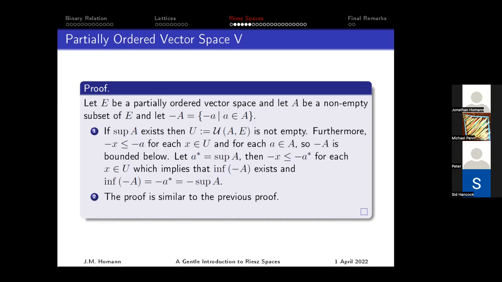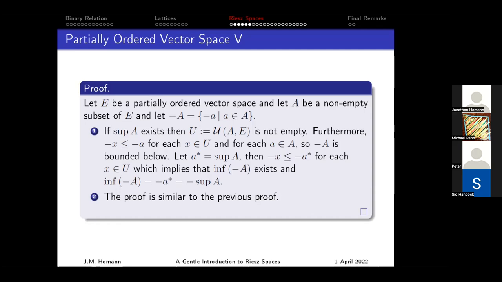So this implies that minus a star is the infimum of minus A. So we have that the infimum of minus A exists, and the infimum of minus A is minus a star, which is minus the supremum of A. So then we can move the minus around and we get the supremum of A is equal to minus the infimum of minus A.